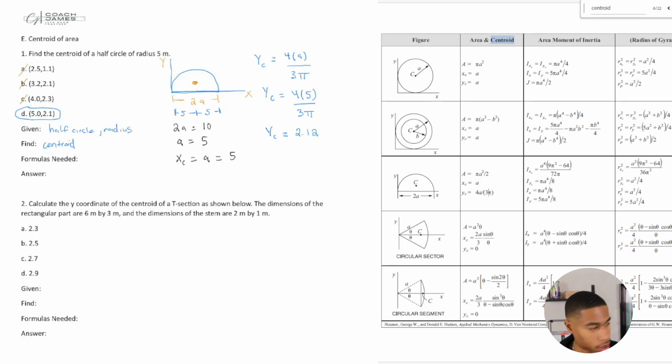All right, let's look at number 2. It says calculate the y coordinate of the centroid of a T-section as shown below. The dimensions of the rectangular part are 6 meters by 3 meters, and the dimensions of the stem are 2 meters by 1 meter. Let's start by going through what we're given. We're given a T-section.